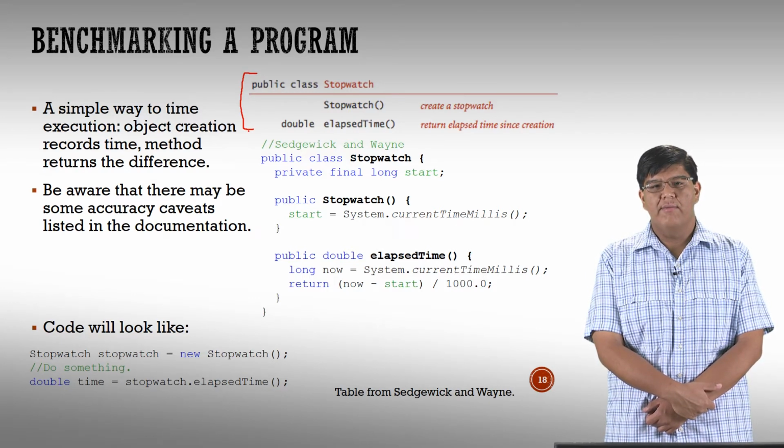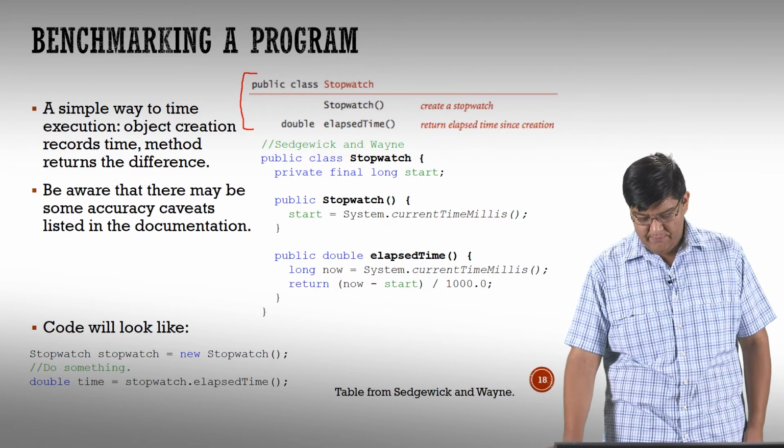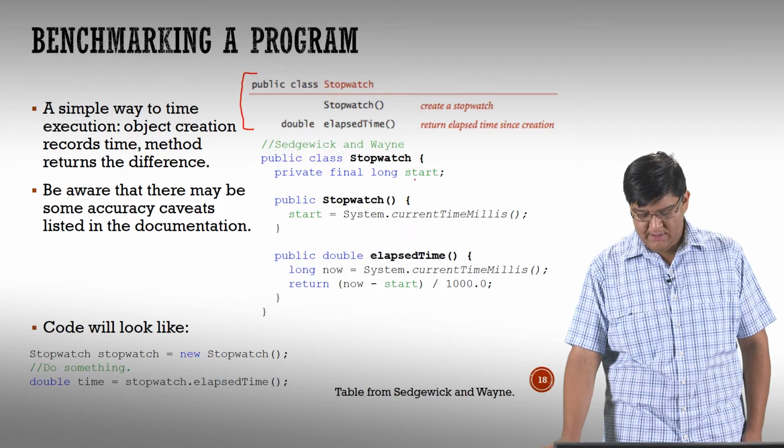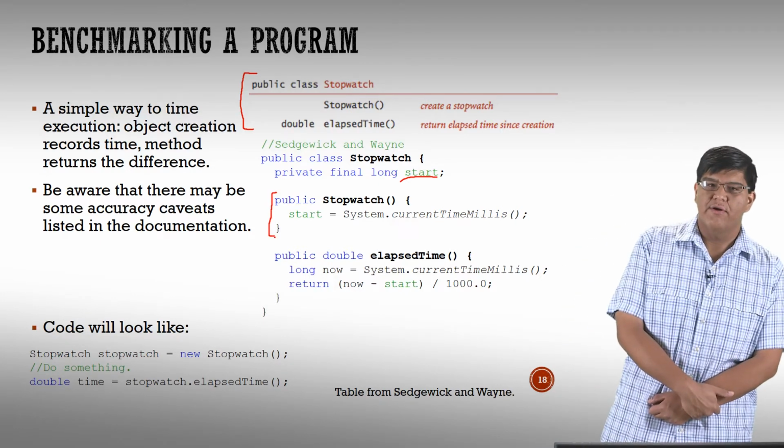That start time, when this stopwatch is started, is kept in that start variable. You can look at the constructor over here. What happens is that when we create a copy of Stopwatch, we populate that start variable with the current system time.